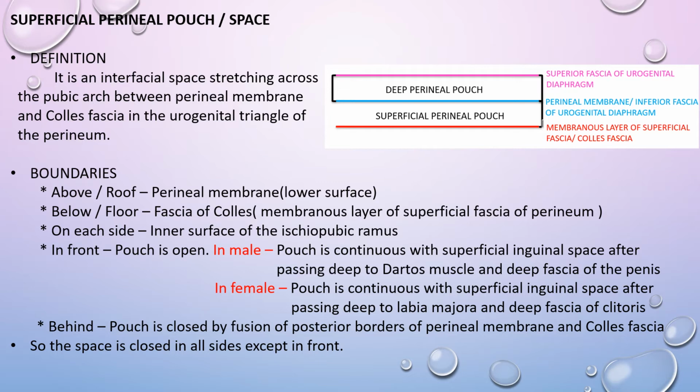In male, the pouch is continuous with the superficial inguinal space after passing deep to dartos muscle and deep fascia of the penis. In females, the pouch is continuous with the superficial inguinal space after passing deep to the labia majora and deep fascia of clitoris. Posteriorly, the pouch is closed by the fusion of posterior borders of perineal membrane and Colles fascia. So the space is closed on all sides except in front.